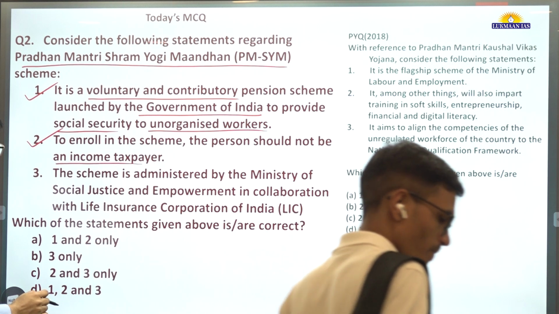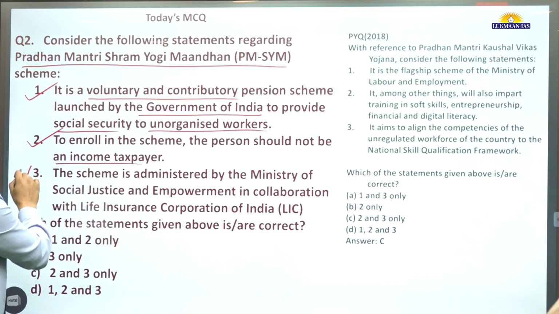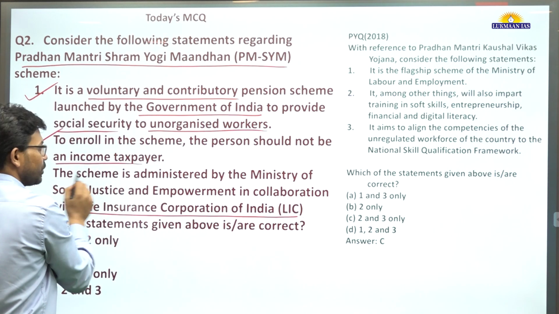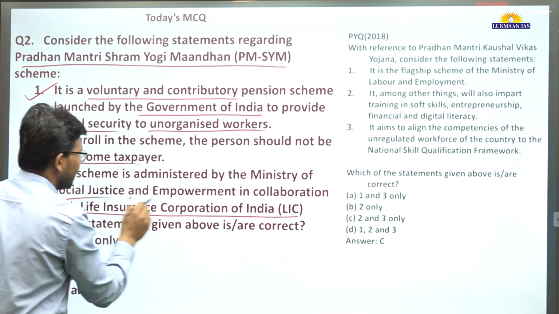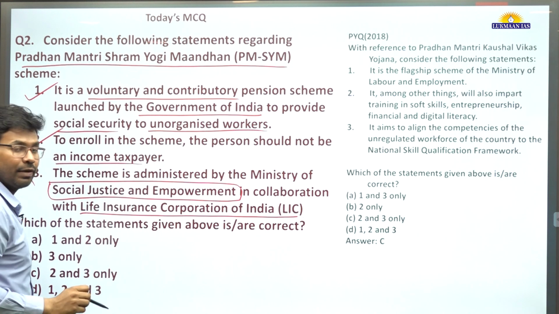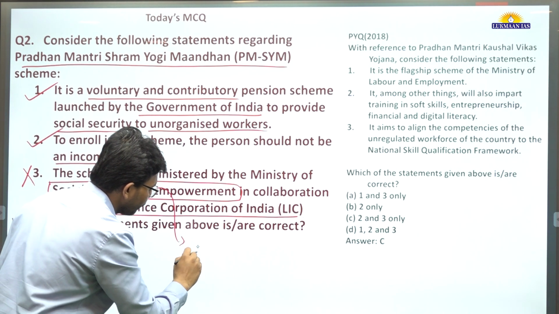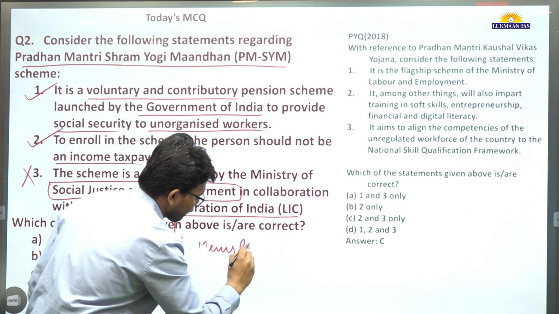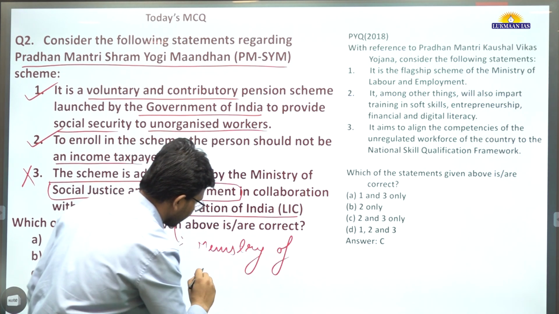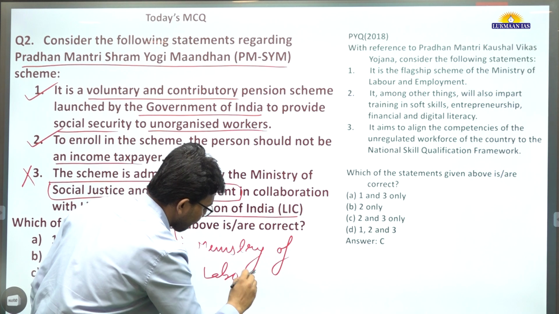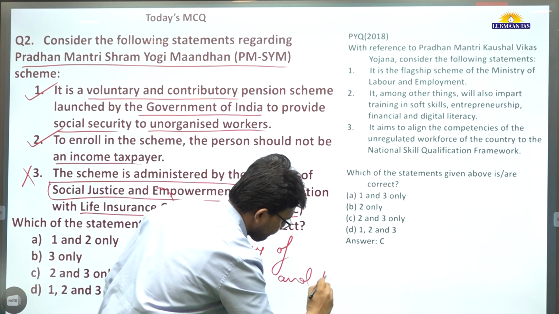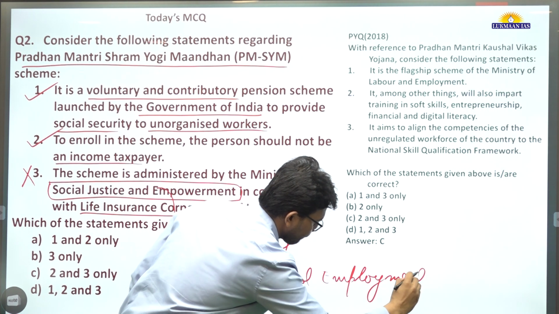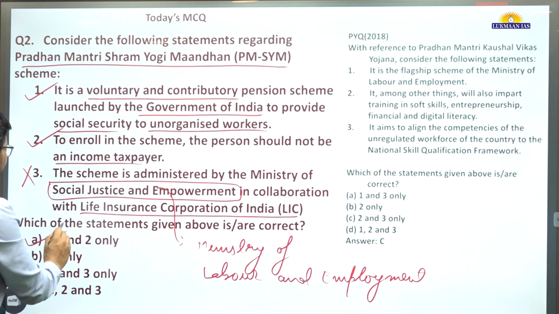Then this scheme is administered by the Ministry of Social Justice and Empowerment in collaboration with Life Insurance Corporation. Life Insurance Corporation is right, but the name of the ministry is wrong. It is the Ministry of Labor and Employment. So the correct answer is option A.